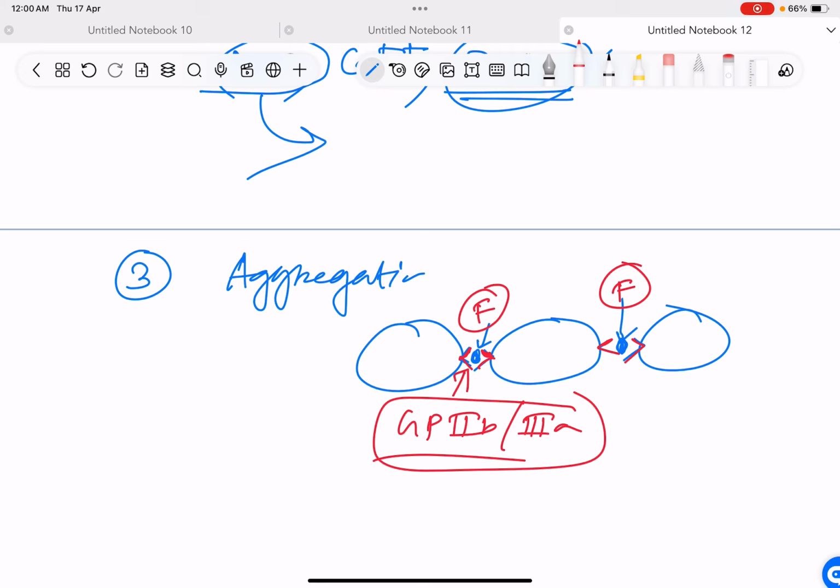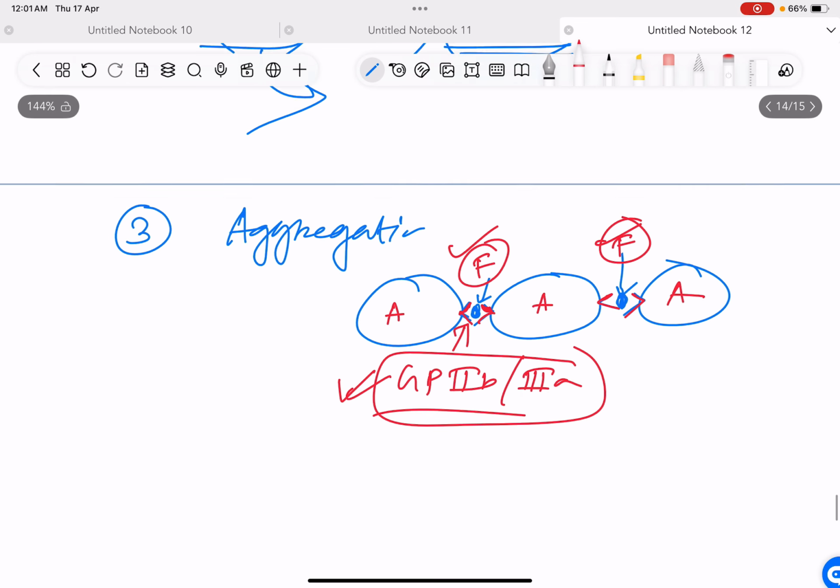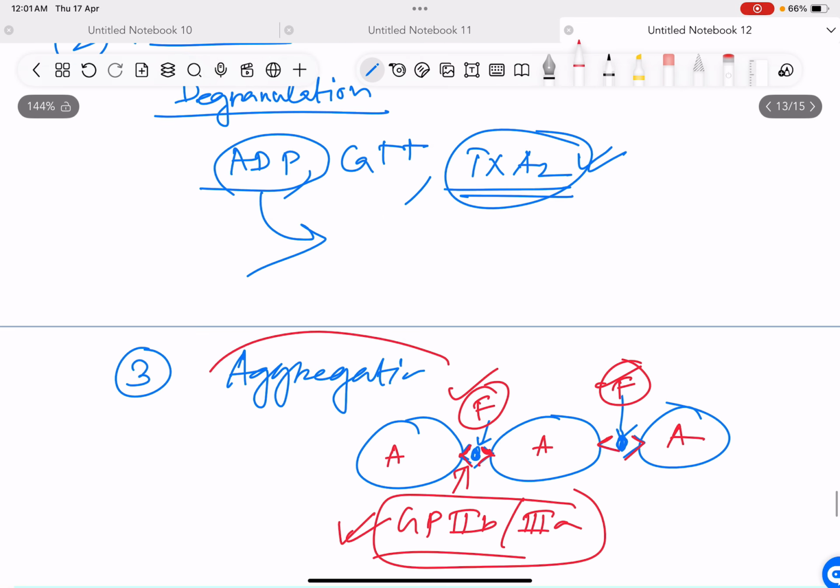So activated platelets, these are all activated platelets. These activated platelets will bind to each other using the GP2B, GP3 receptor and the fibrinogen. This fibrinogen is acting as the bridge between the adjacent platelets. But the process of aggregation is mediated by thromboxane A2. Thromboxane A2 helps in the process of aggregation.